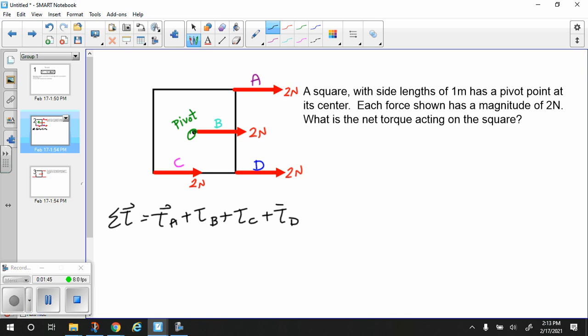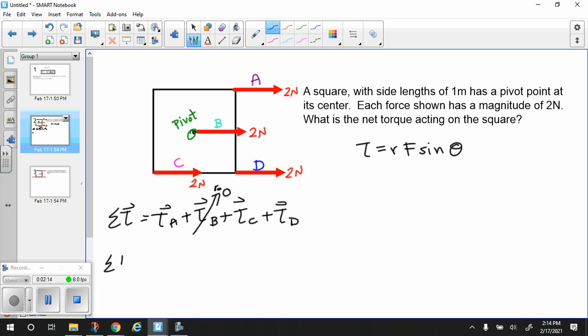And these are all vectors, so the direction does matter. And you may notice that the force of B is being applied at the pivot. So any forces applied at the pivot are going to have 0 torque because R equals 0. Since our equation is torque equals R times F times sine theta, if R is equal to 0, then our torque is going to be equal to 0.